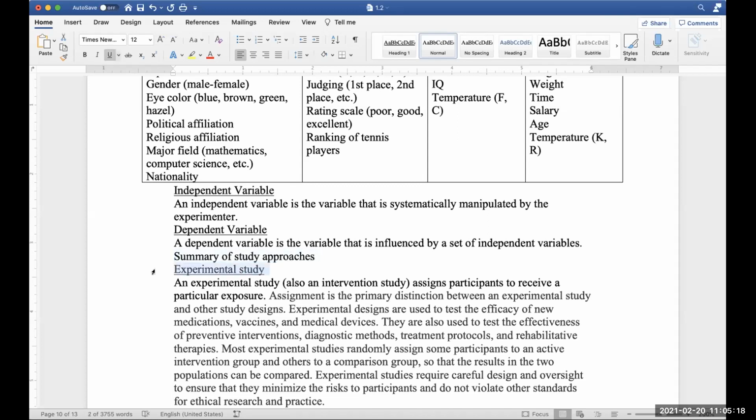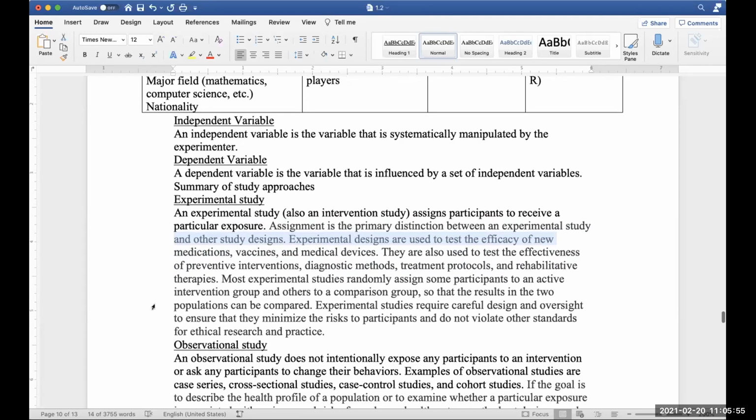So experimental design. An experimental study or an interventional study assigns participants to receive a particular exposure. Assignment is the primary distinction between the experimental study and other study designs.